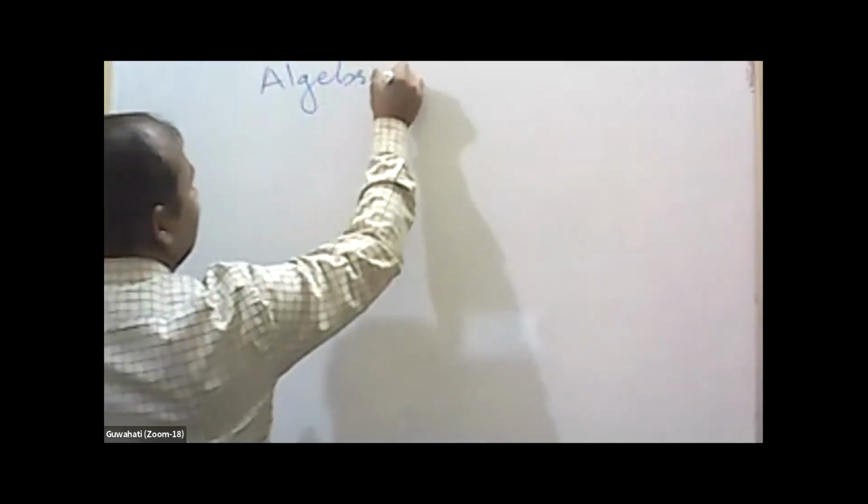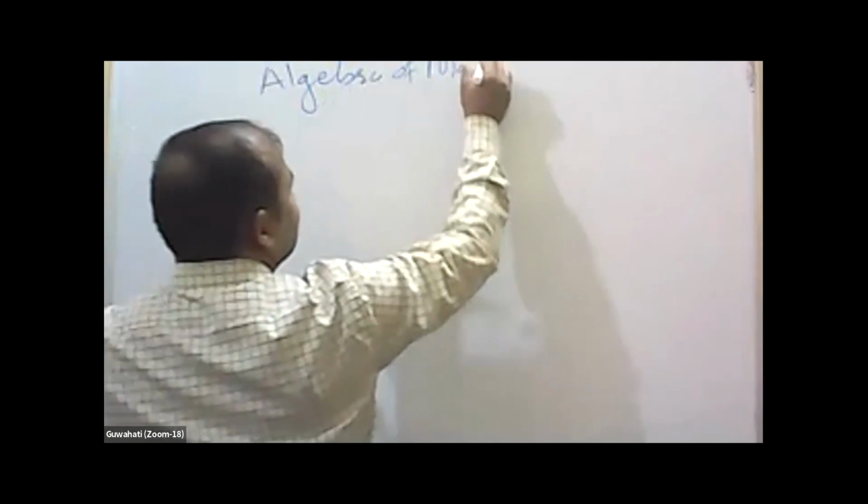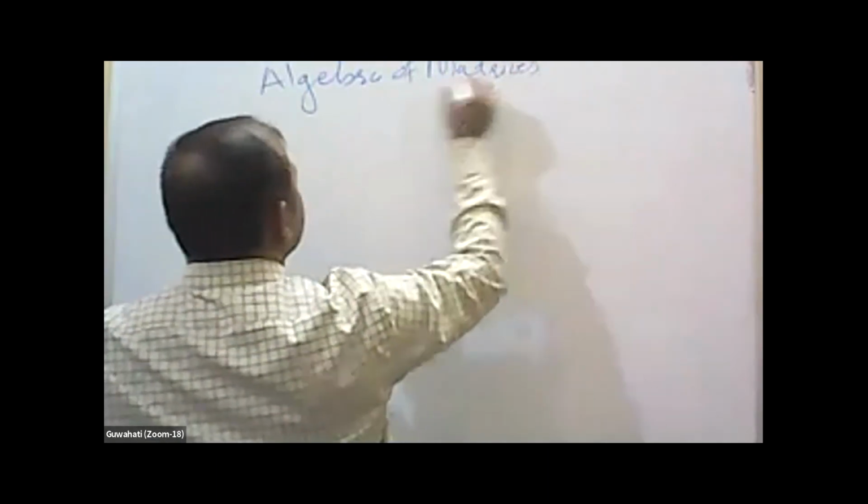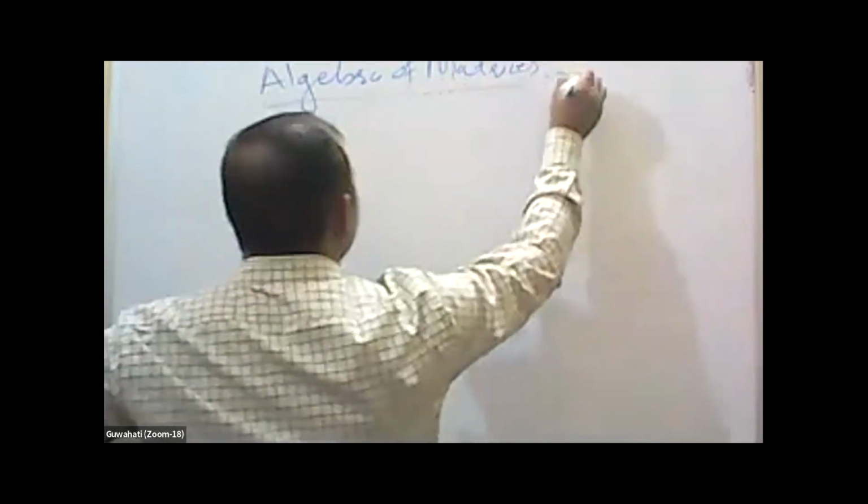So what are the basic operations that we used to do on our numbers? What are these operations? Arithmetic: addition, subtraction, multiplication. That is called the algebra of matrices. Algebra of matrices, right? So, addition of two matrices.